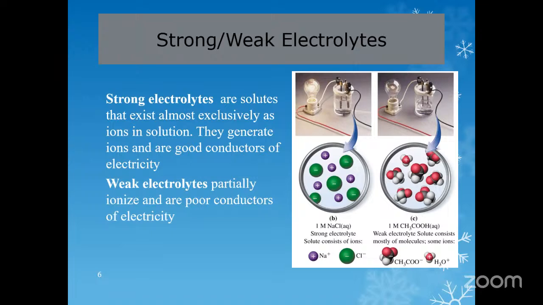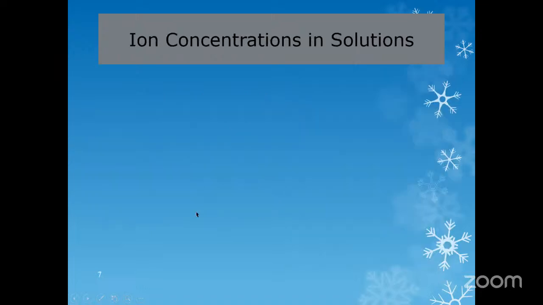Basically what that means is that only a small fraction of the acetic acid molecules will be converted to ions, and therefore, as a result, because the concentrations of the ions are low, that means that the solution itself will not be as good a conductor of electricity as in the case of sodium chloride. So that is, of course, as I said before, indicated by the fact that this light here does not light up as brightly as in the case of a strong electrolyte, all right? So that's the difference between strong electrolytes and weak electrolytes.